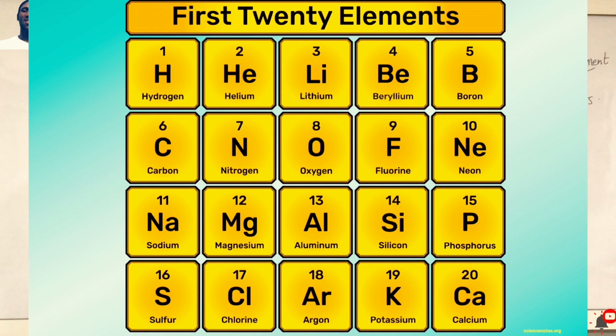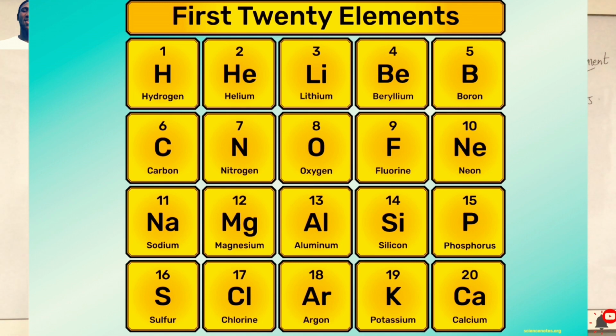Nitrogen, atomic number 7, N. Oxygen, atomic number 8, O. Fluorine, atomic number 9, F. Neon, atomic number 10, Ne. Sodium, atomic number 11, Na. Magnesium, atomic number 12, Mg. Aluminium, atomic number 13, Al. Silicon, atomic number 14, Si.